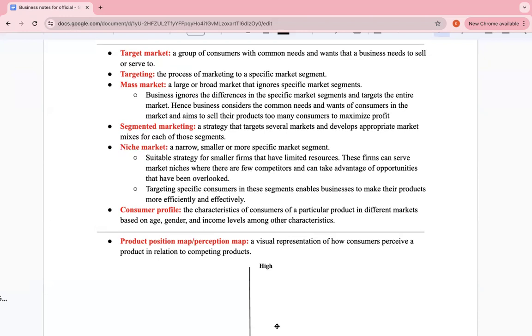Targeting is the process of marketing to a specific market segment. So we just talked about how businesses target these market segments, and they make sure that their products have all of the features that these consumers are looking for.